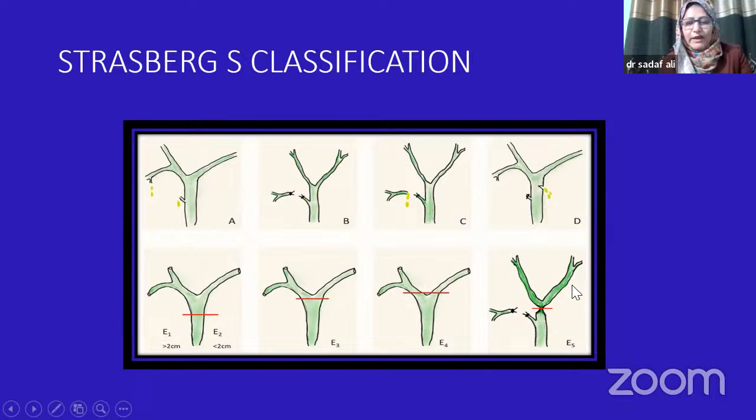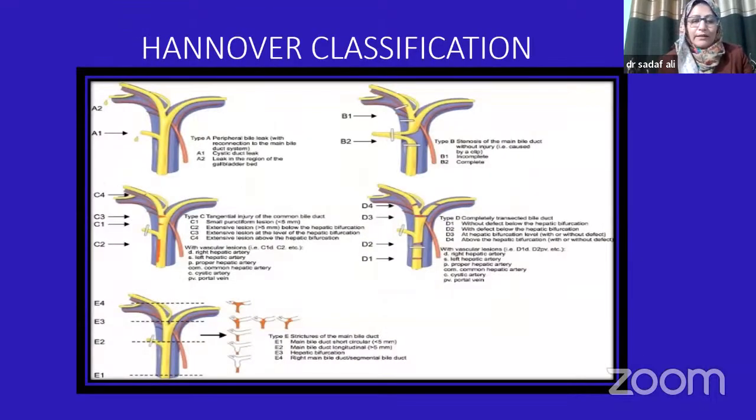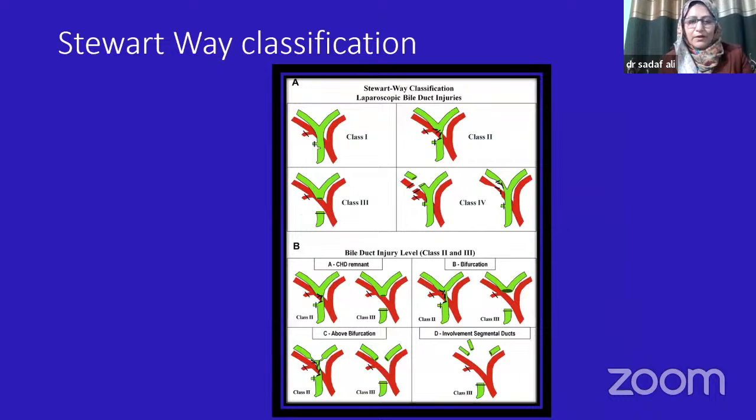And E1 to E5 are like those of the Bismuth, where E1 is more than 2 centimeter stump, E2 is less. At the hilum, it is E3. Beyond the hilum, the disconnected hilum is E4, and a more complex injury is E5. And there are many more modifications. I'll not go into it, but Stewart-Way classification takes into consideration the mechanism of the injury.